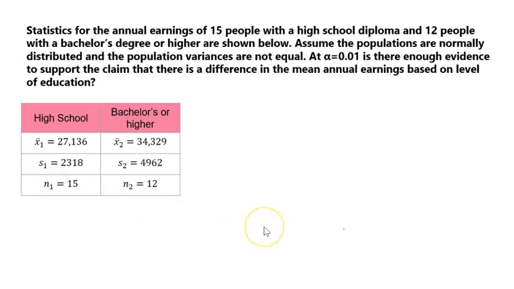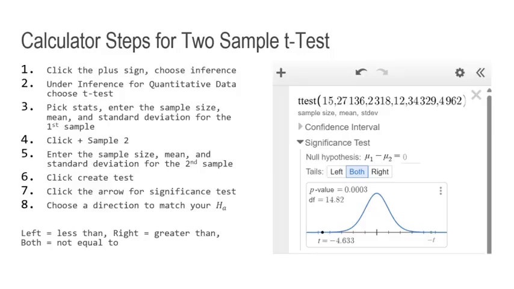All right, here we have a second example. You can read that. And for this one, our sample sizes are 15 and 12. Those are less than 30, so that means we're going to do a t-test. So basically all the same steps, but this time we're choosing t instead of z.